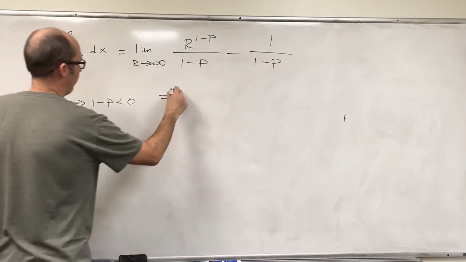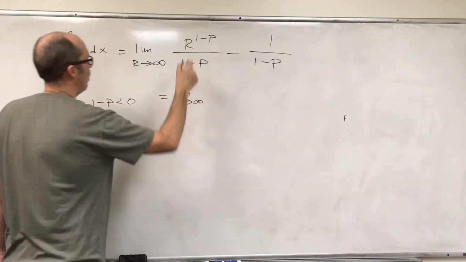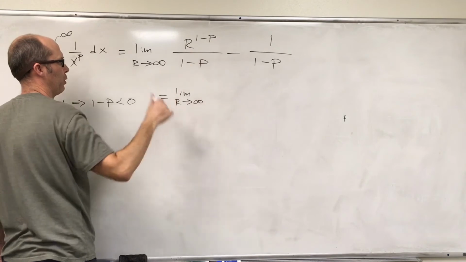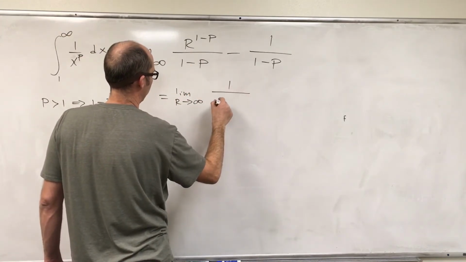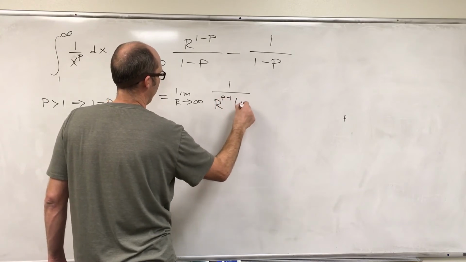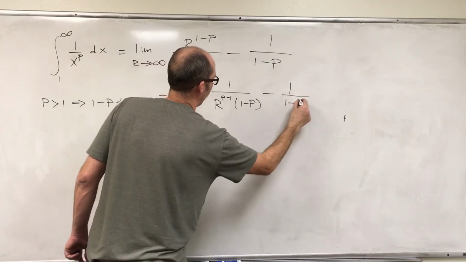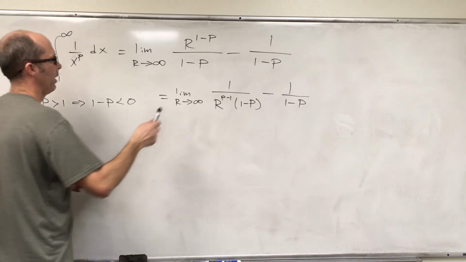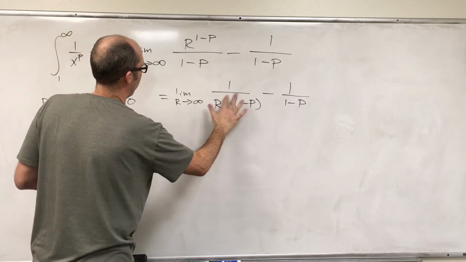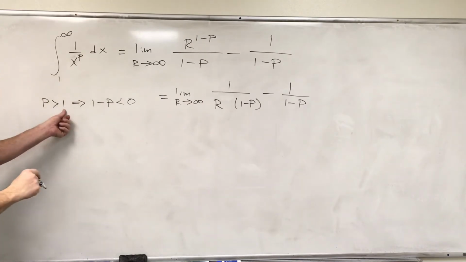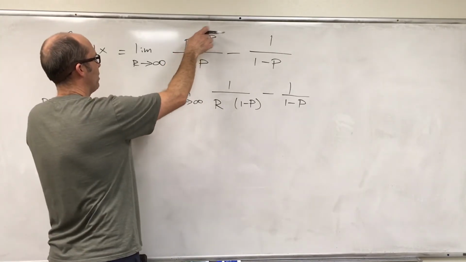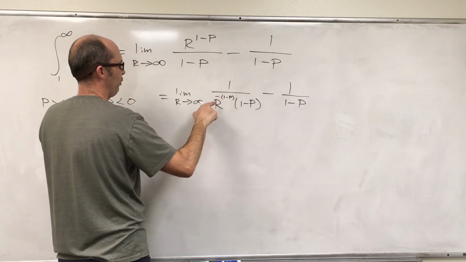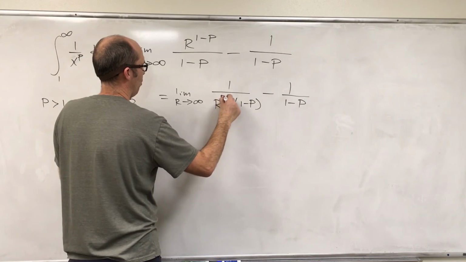Okay, and then the limit, this is a negative number up there. Think of if you have r raised to the negative 3, that means bring it downstairs, you have r cubed, right? So this is 1 over r to the p minus 1, minus 1 over 1 minus p. You may be thinking, how did I get from 1 minus p to p minus 1 there? Let me show you real fast. We established that if p is bigger than 1, 1 minus p is negative, so take this r downstairs. Distributing that negative through, you get negative 1 plus p, so that's p minus 1.